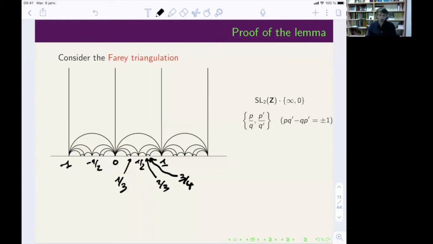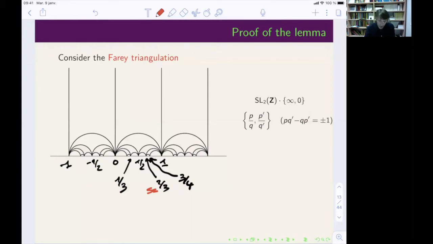And let's now try to prove the lemma. In the lemma, I want to decompose any geodesic, any modular symbol, not only the unimodular one, as a sum of unimodular ones. So let's take one modular symbol. We can take for one of the rationals, let's say 2/3, and because there is the action of SL2Z, we can always assume that the first rational is at infinity.